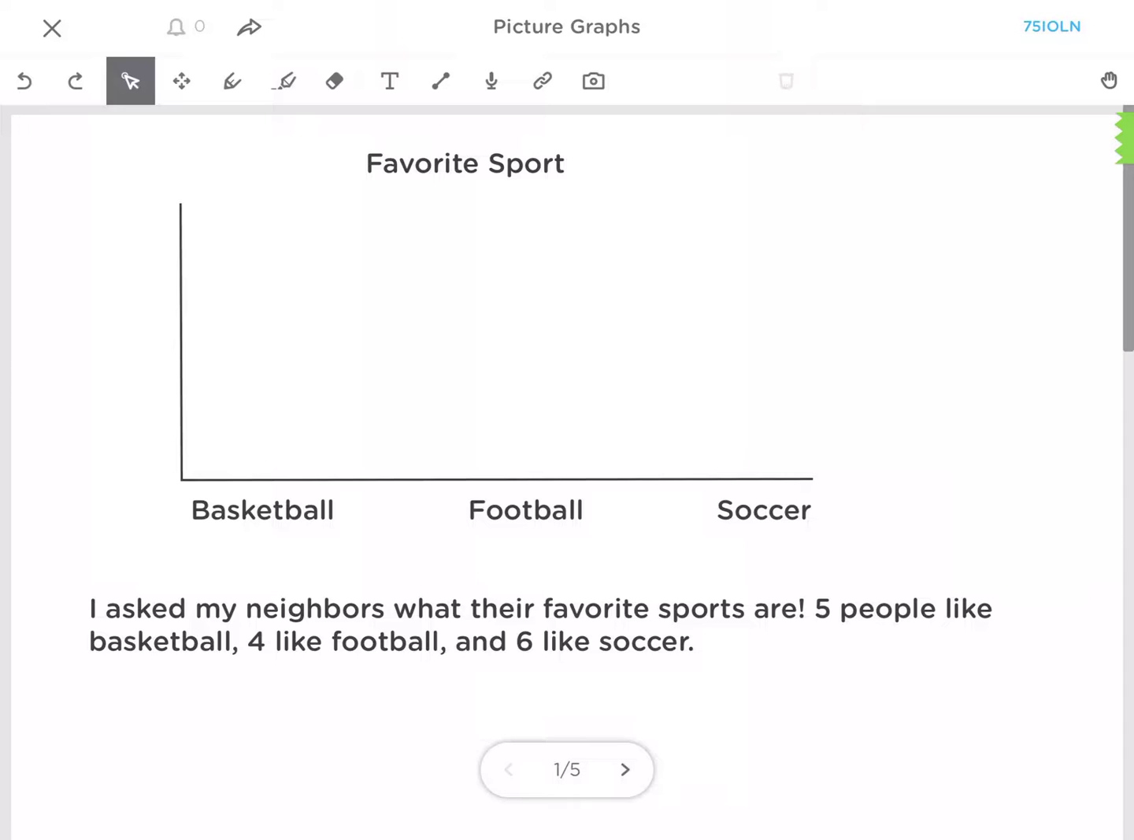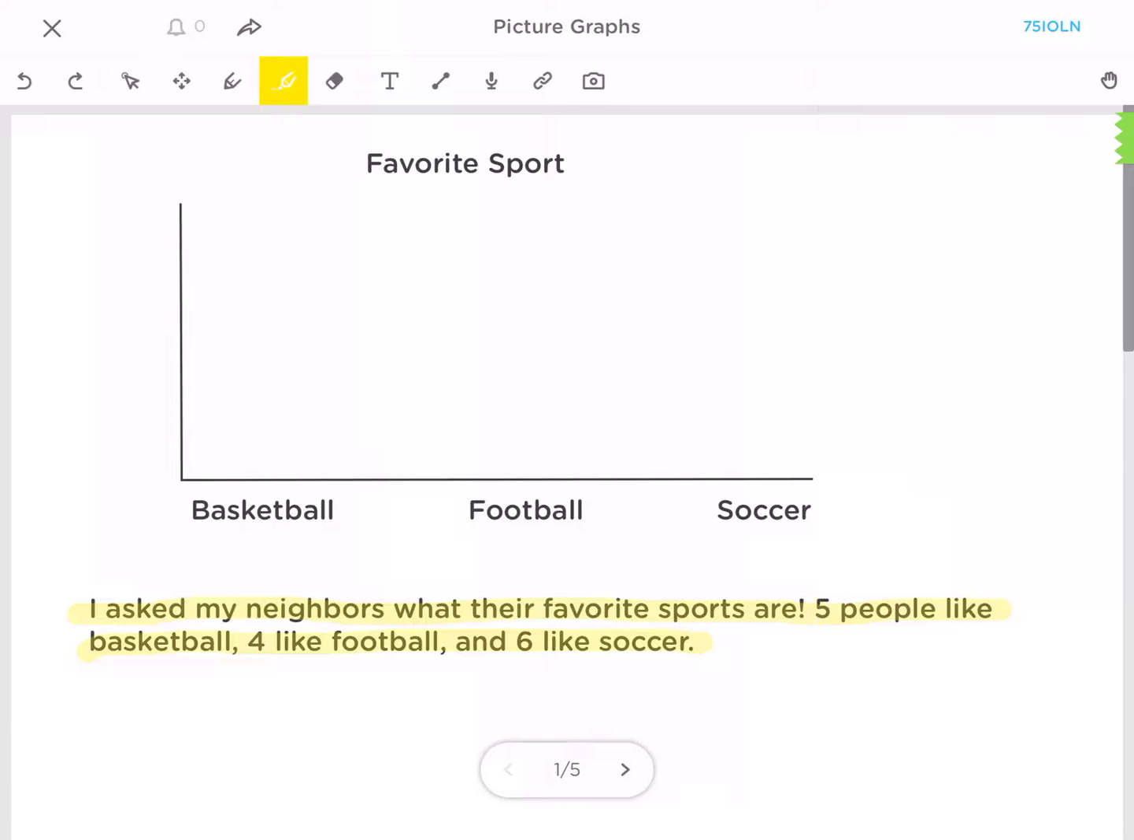I asked my neighbors what their favorite sport is. I gave them 3 choices: basketball, football, or soccer. I asked them to pick one, and here's the data. Here's what they said. I asked my neighbors what their favorite sports are. 5 people like basketball, 4 like football, and 6 like soccer.